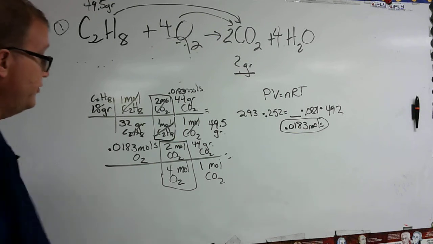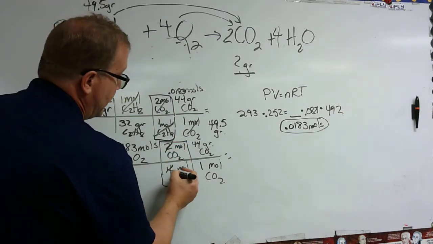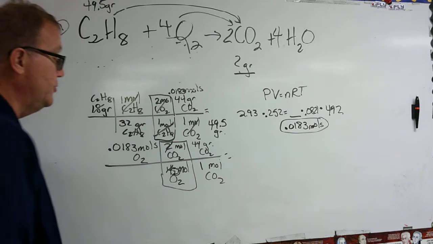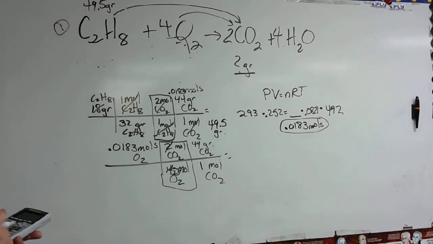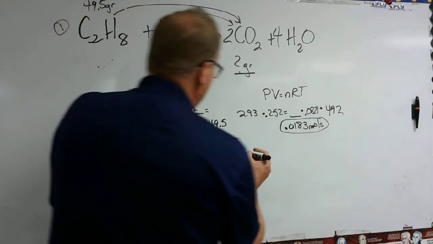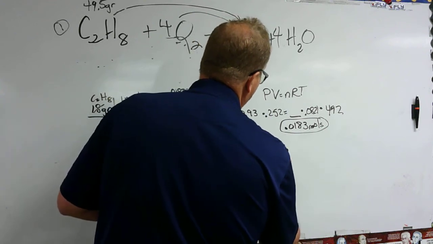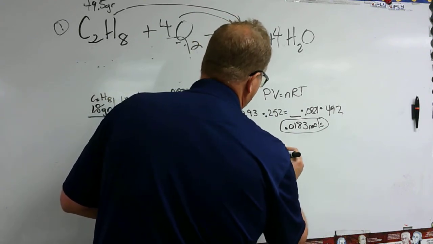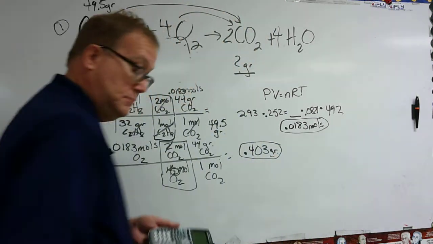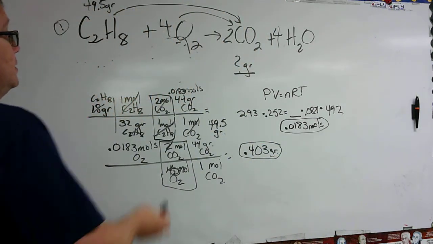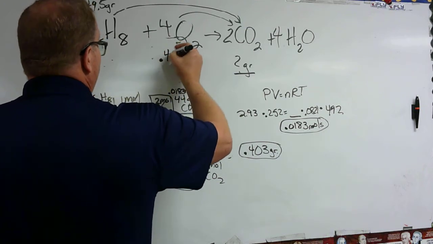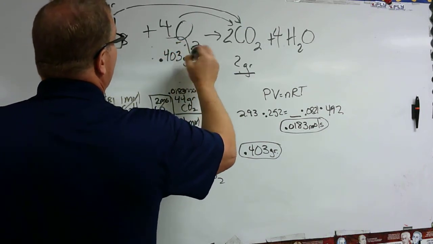Now if you want to shorten your steps, I can divide both of those by 2, and I'm going to end up with the 2 on the bottom. So I'm going to go 0.0183 times 44 divided by 2. And I'm going to end up with 0.403 grams. So this is going to produce the 0.403 grams.